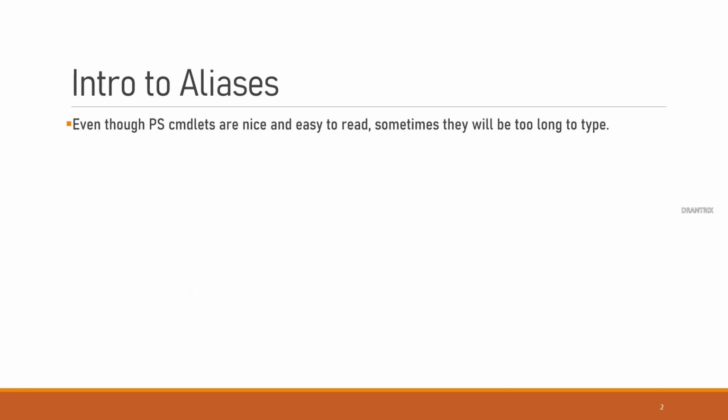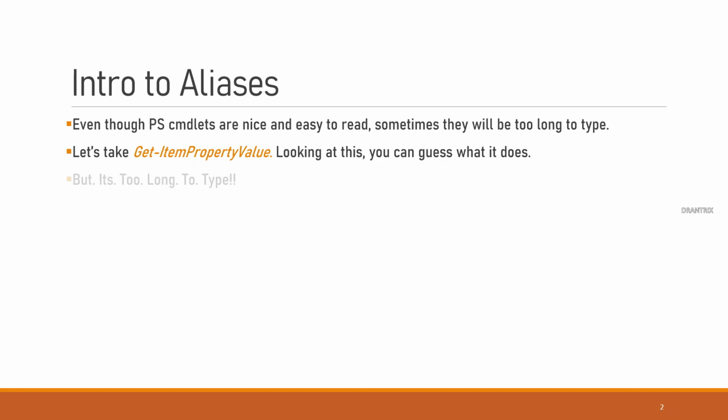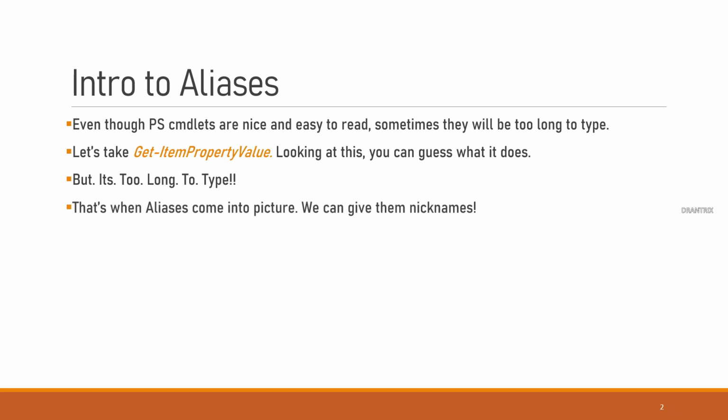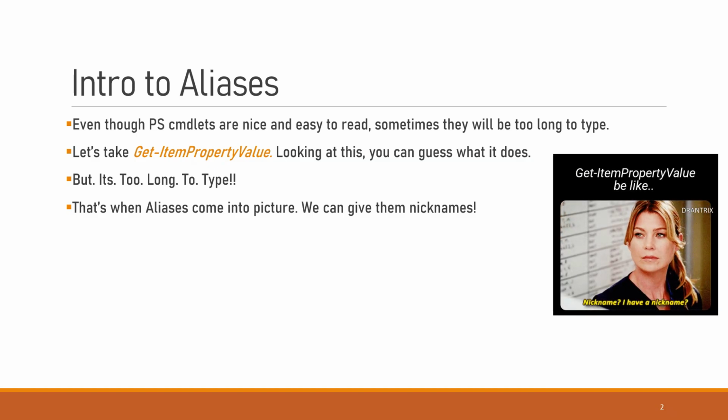Usual introduction. Even though PowerShell commandlets are nice and easy to read and understand, sometimes they will be too long to type. Let's take this one for instance, Get-ItemPropertyValue. Looking at this, you can guess what it does, but it's too long to type. That's when aliases come into the picture, and we can give them nicknames. And Get-ItemPropertyValue will be like, nickname? Do I have a nickname? For now, you don't have, but we can definitely give you one.